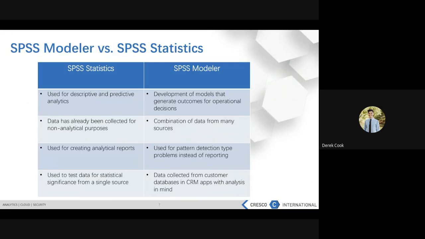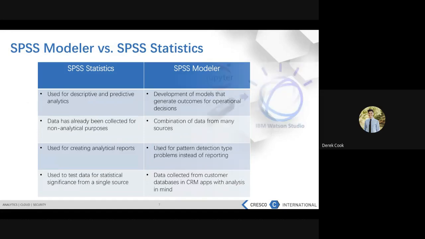Now, on the other hand, SPSS Modeler. This is more of a development of models that generate outcomes for those operational decisions. So you can combine data from an abundant amount of sources, right? You can go from any type and put it in, combine those sources, and then gather insight from the model you create. It's also used for a pattern detection type problem instead of reporting. You're looking for a problem to predict it and then finding a way to get the best means necessary. And then the data collected is usually from a CRM app, and you're going to keep that analysis in mind.